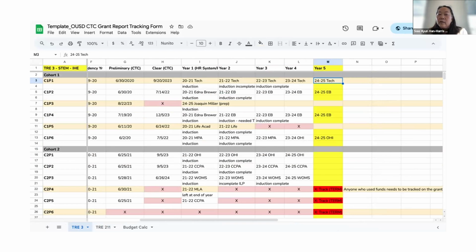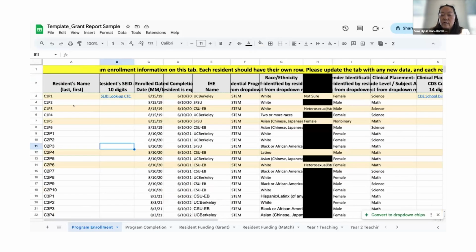So we're starting with cohort 1, person 1, and on the grant report form, here's cohort 1, person 1. So I've linked in here, and I'll share this spreadsheet as well, the seed number lookup link that's provided by the CTC. And so it's a great place to go and just do a quick lookup for folks if you don't have them in your system yet.